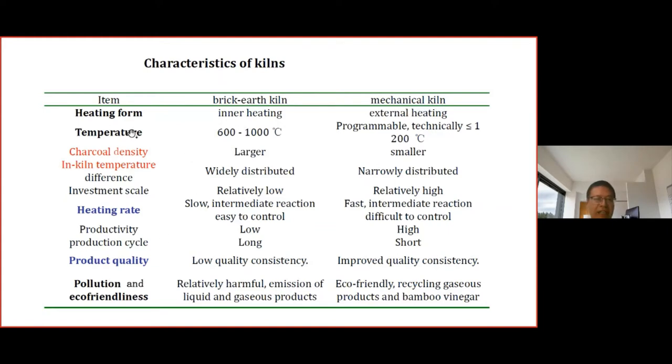They have different heat forms, temperature, charcoal density in kiln temperature, differences in investment scale, heat rate, productivity, production cycle, product quality, pollution and eco-friendliness. They are different. I think in China nowadays and in the future, many companies will use mechanical carbonization. I think it's very important that the mechanical carbonization is eco-friendly, recycling gaseous products and bamboo vinegar.